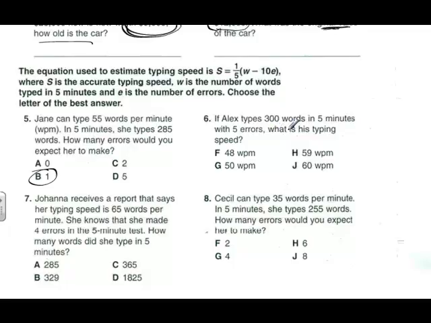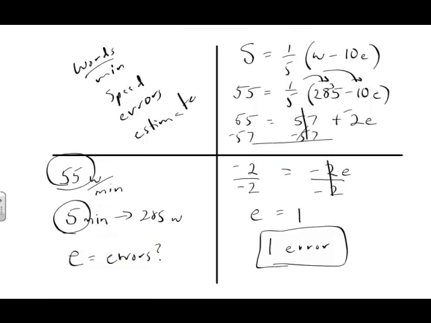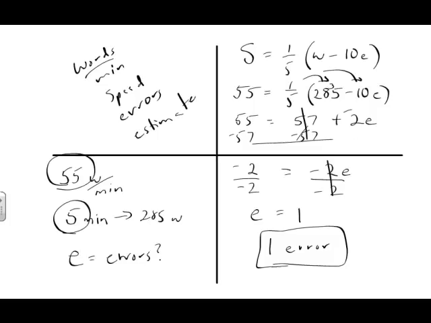Okay, so now this next problem. So let's go ahead and do 6. If Alex types 300 words in 5 minutes with 5 errors, what is the typing speed? Okay, so let's go ahead and make our 4 square. We already know the vocabulary. We already did it in this problem. But we have different information here. So what's our information?